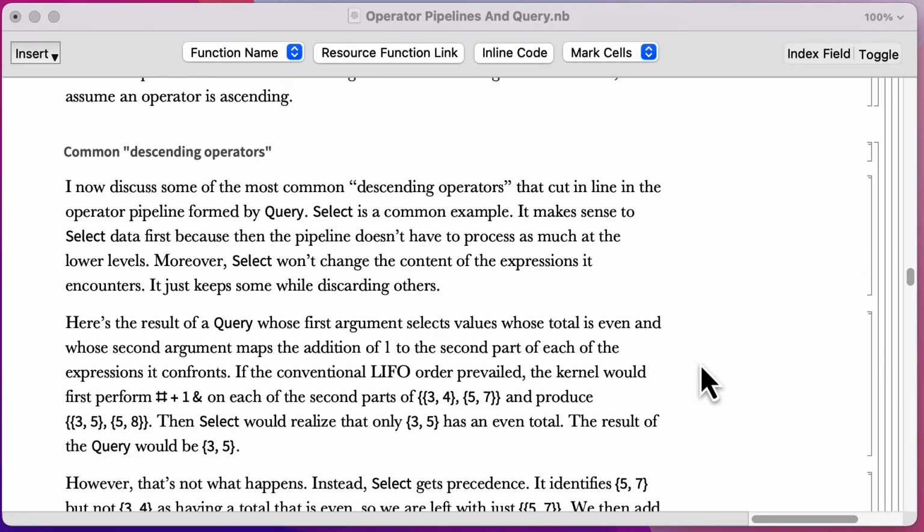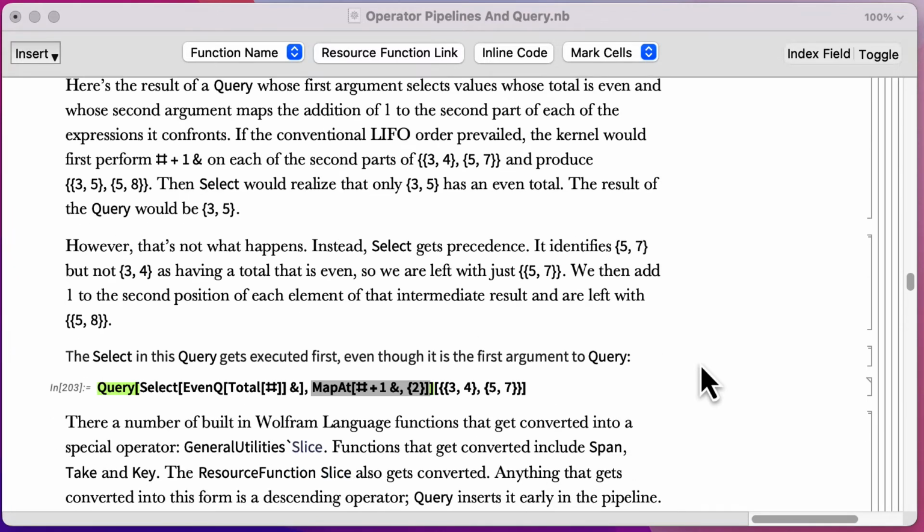All right, I know that's hard to understand in the abstract, so let's talk about a descending operator, and maybe one of the most obvious is select. So let's look at a query here. And you can see there are 2 arguments. The first is a select, and the second is a map at. And so what the select does is it picks those values for which the total is even, those lists for which the total is even, and this thing just adds 1 to every element in the second position.